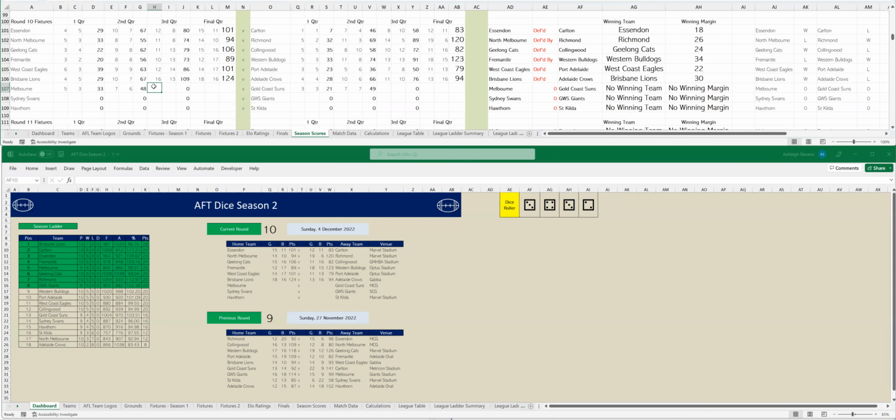Melbourne has kicked 3 goals, 4. So that's 10 goals, 10. To Gold Coast, 3 goals, 2. So that's 10 goals, 9. And now Melbourne's in front by a point. Let's go to the last quarter.